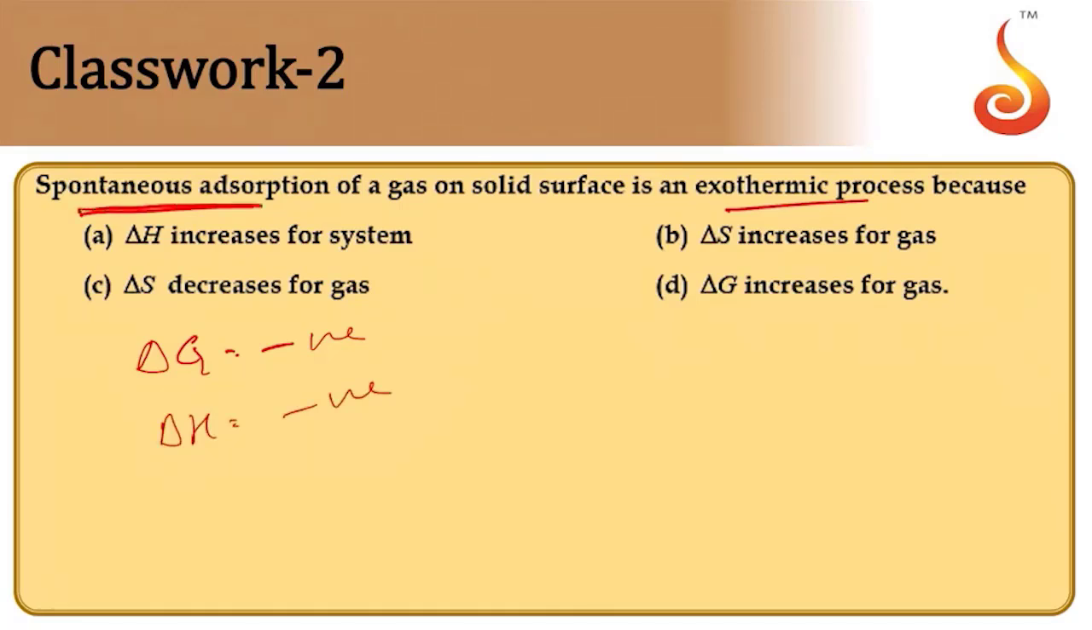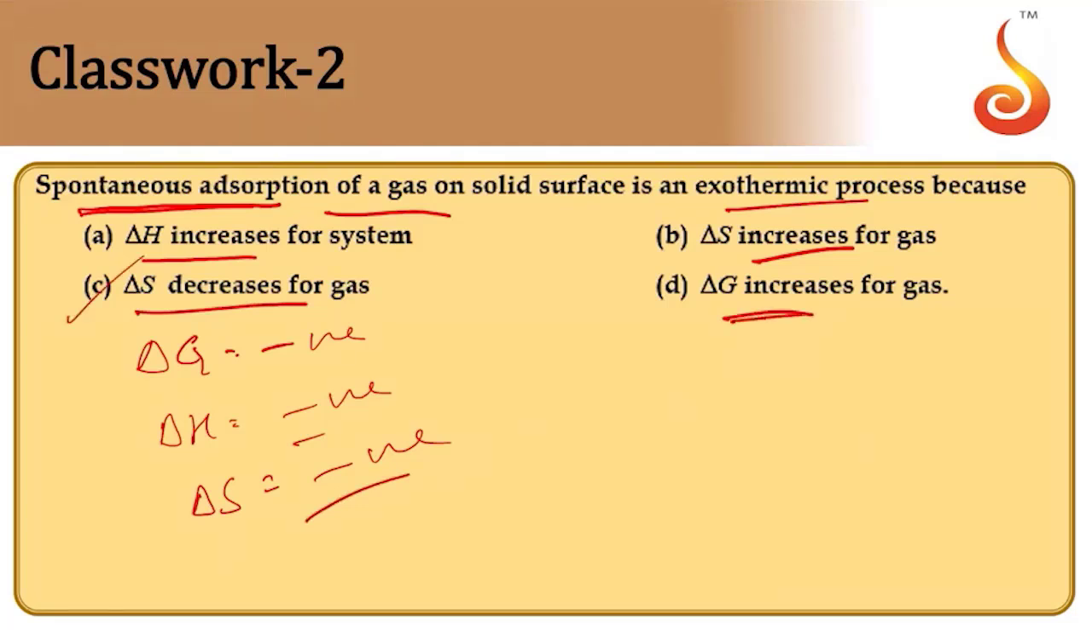When we say spontaneous adsorption of any gas on a solid surface, the gaseous system is settling on the surface of the solid substance, which implies that the randomness of the gaseous system gets reduced because it is striking the solid surface. Therefore, delta S value must also be negative in the case of adsorption. Now the options: delta H increases is not correct here because delta H is negative, it should decrease. Delta S increases, again not correct. Delta S decreases is correct because it is a negative value, and delta G will be a negative value.